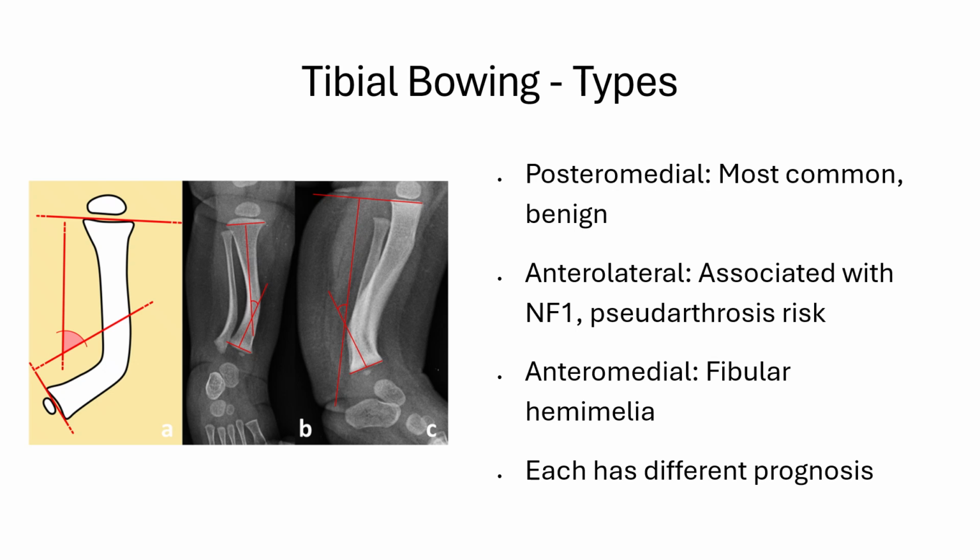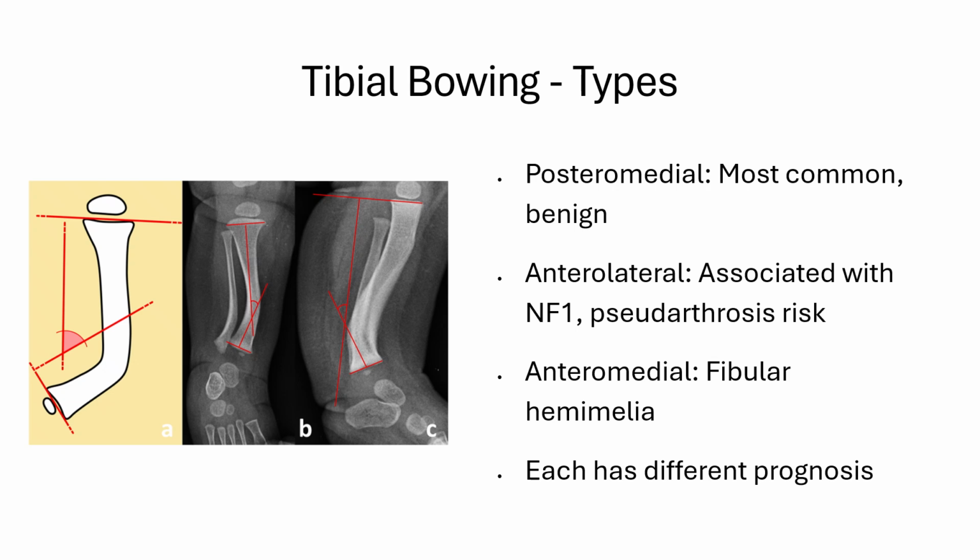Tibial bowing represents one of those clinical situations where accurate classification fundamentally changes your approach because each type carries completely different implications for the baby and family. Understanding these distinctions helps you move beyond simply describing what you see to predicting what will happen and planning appropriate care. Posteromedial bowing stands as the most common type and fortunately carries a benign prognosis with spontaneous improvement expected over time.